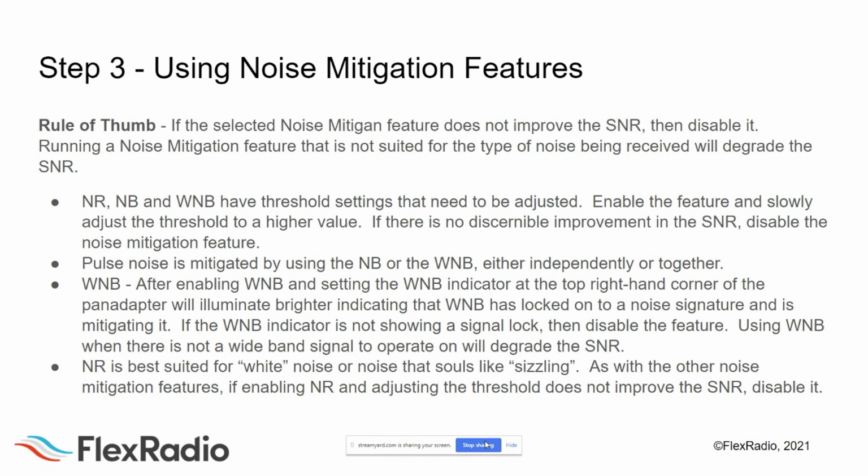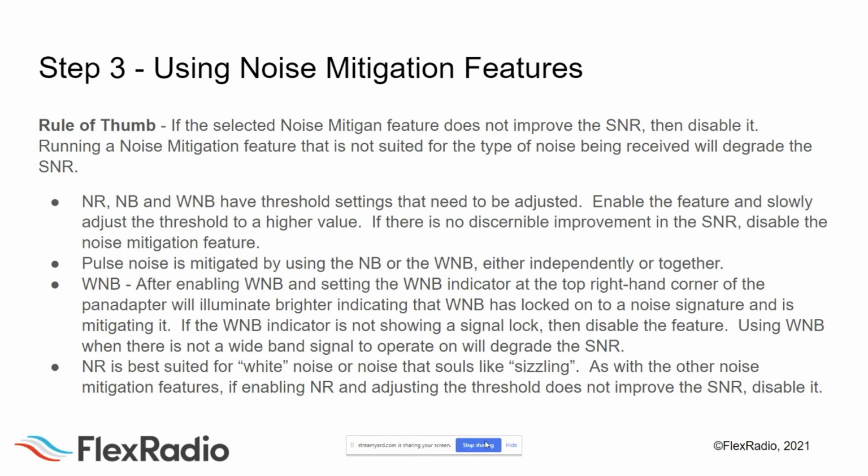If you have noise that sounds like sizzle or bacon frying, try turning the noise reduction on. Once you enable the noise reduction, it does have a threshold setting that applies different gains. So once you've enabled it, start moving the threshold slider up into higher values. If it decreases your noise without adversely affecting your signal, then use it. If not, turn noise reduction off, because you don't have the right type of noise that noise reduction is going to work on.